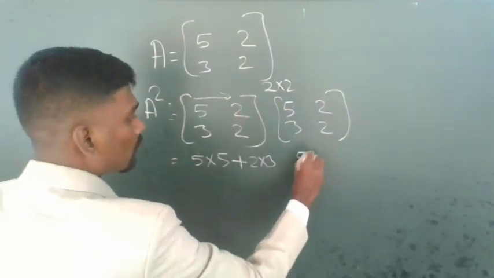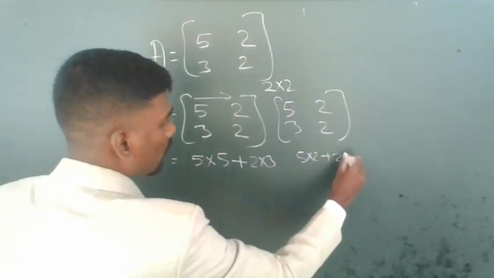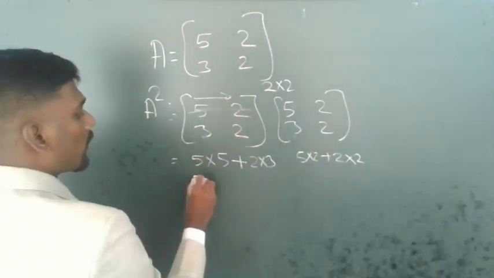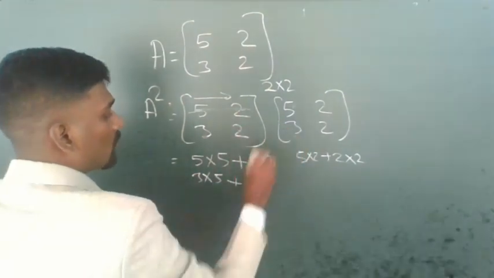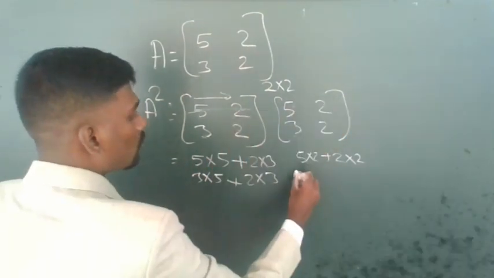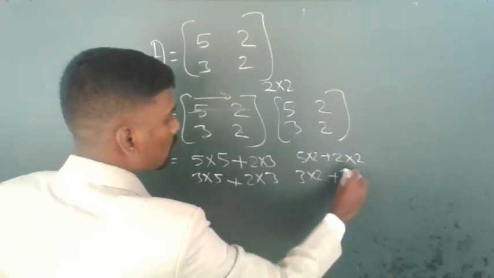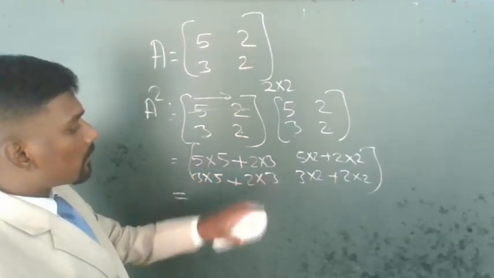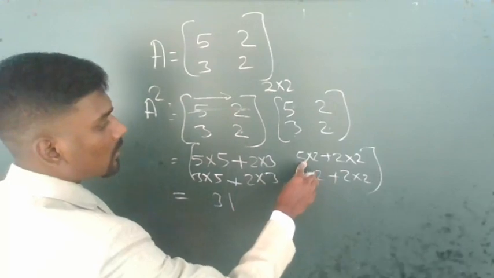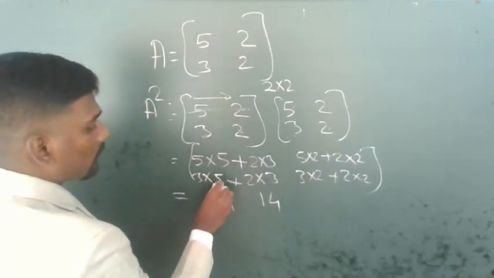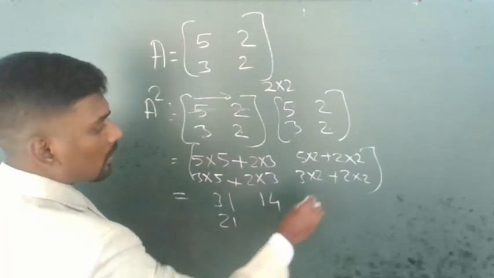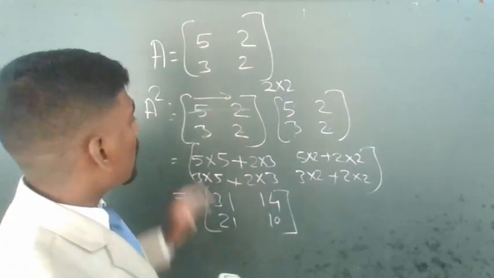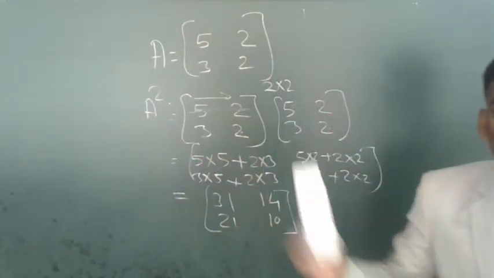Next, 5 into 2 plus 2 into 2. Next, 3 into 5. Forget about the first row. Now, 3 into 5 plus 2 into 3. Next, 3 into 2 plus 2 into 2. So this is how the questions will be. Now 25 plus 6 will be 31, then 10 plus 4 is 14, then 15 plus 6 will be 21, and this will be 6 plus 4, that is equal to 10. This is the answer of A square when the matrix is 5, 2, 3, 2.